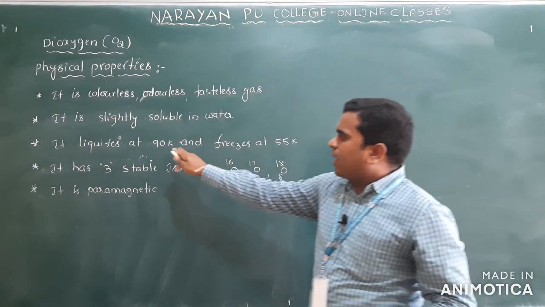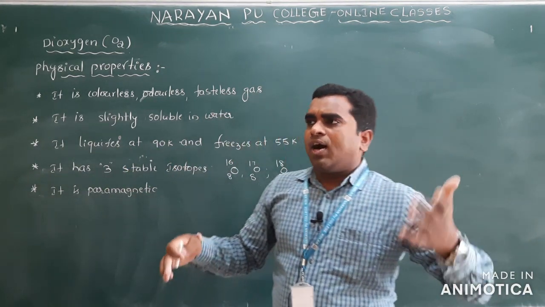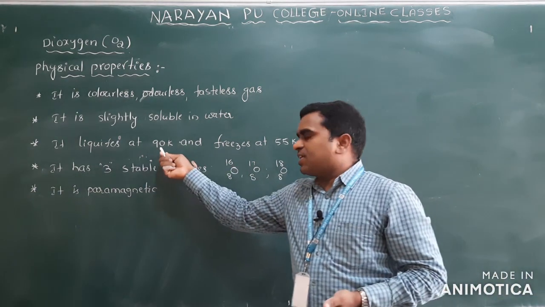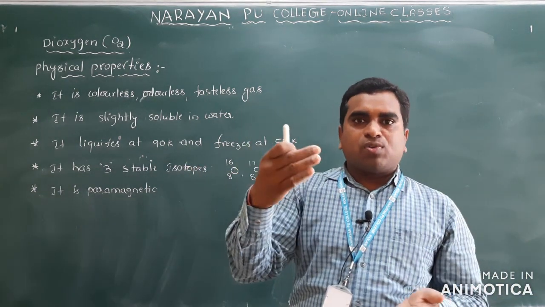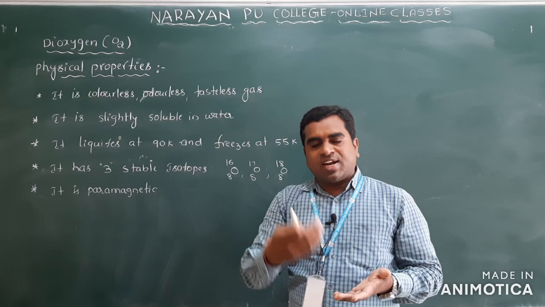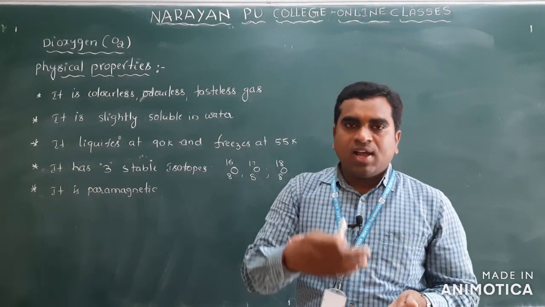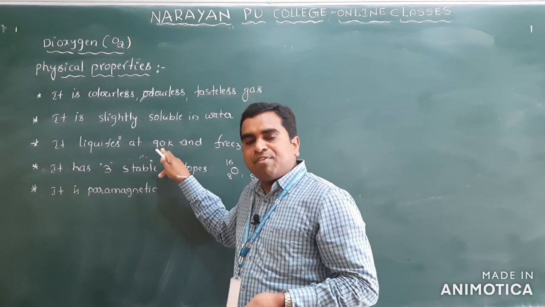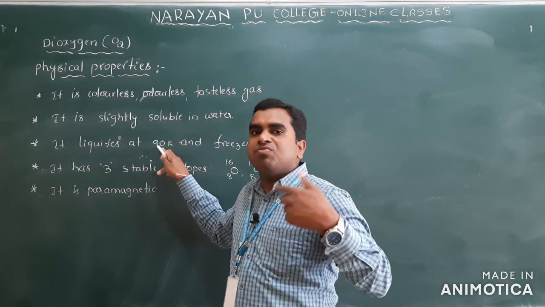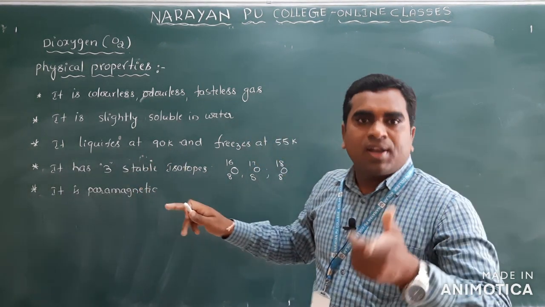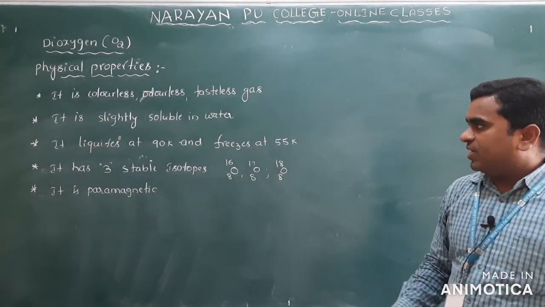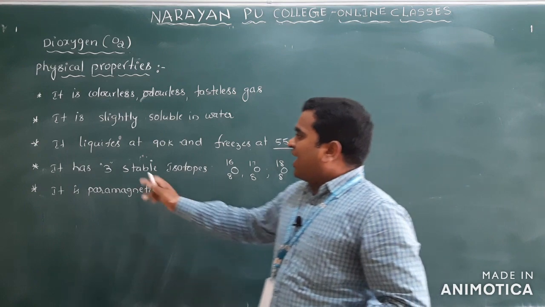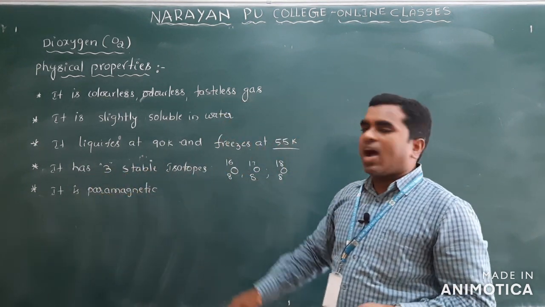Just now I mentioned how a large quantity of oxygen is prepared from air: from the liquefaction of air you get nitrogen and oxygen. Nitrogen has a low boiling point of 77, but oxygen has a boiling point of 90. So which one is distilled out first? Nitrogen. I mentioned that previously. Clear? And it freezes at 55 Kelvin.